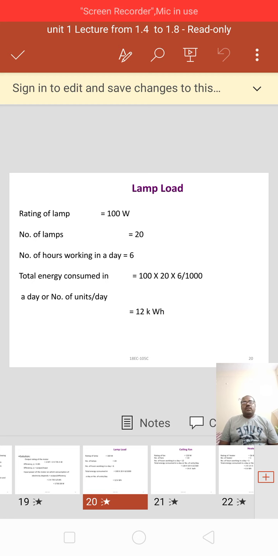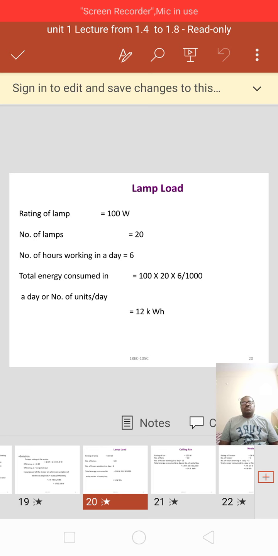Okay, now we are taking different values in different sections. So the first one is lamp load. We are taking the lamp which we are using in our problem, that is, rating of lamp equal to 100 watts. Number of lamps in the house is 20. Number of hours working in a day is 6.